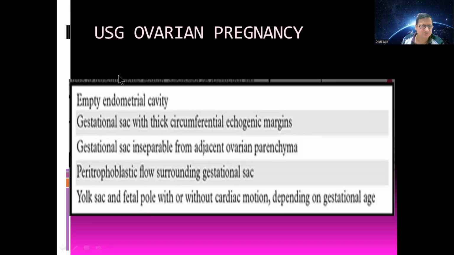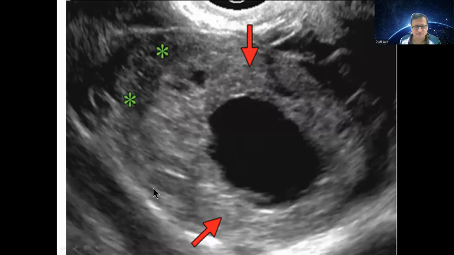So what are the USG features? There is an empty endometrial cavity. There is a gestational sac with a thin circumferential echogenic margin in the ovary. The gestational sac is inseparable from the adjacent ovarian parenchyma. Peritrophoblastic fluid surrounding the gestational sac will be present. Yolk sac and fetal pole with or without cardiac motion can be present depending on the gestational age.